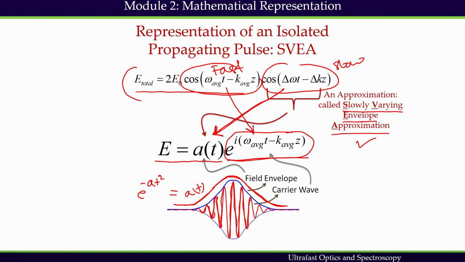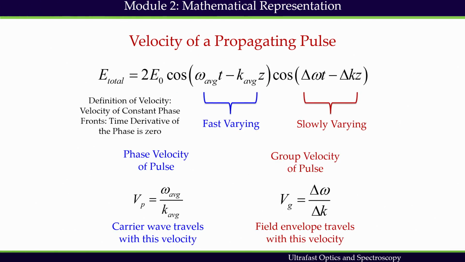We have to remember that this kind of equation represents a train of pulses and this kind of equation represents an isolated pulse, but both of them are propagating. A pulse is also a propagating wave, no matter whether we are representing it in its isolated form or in its train of pulses form, but a pulse is a propagating wave, so it should travel with some velocity. What is the velocity of a pulse?